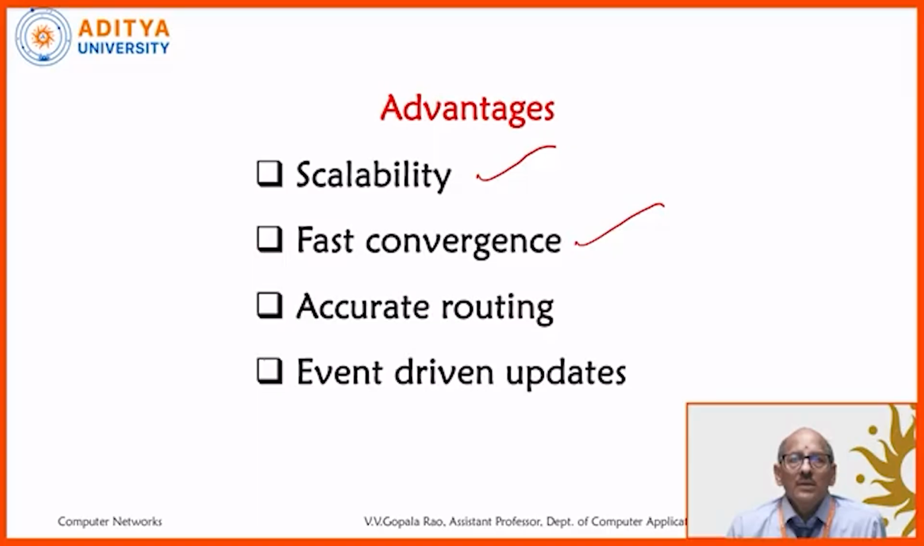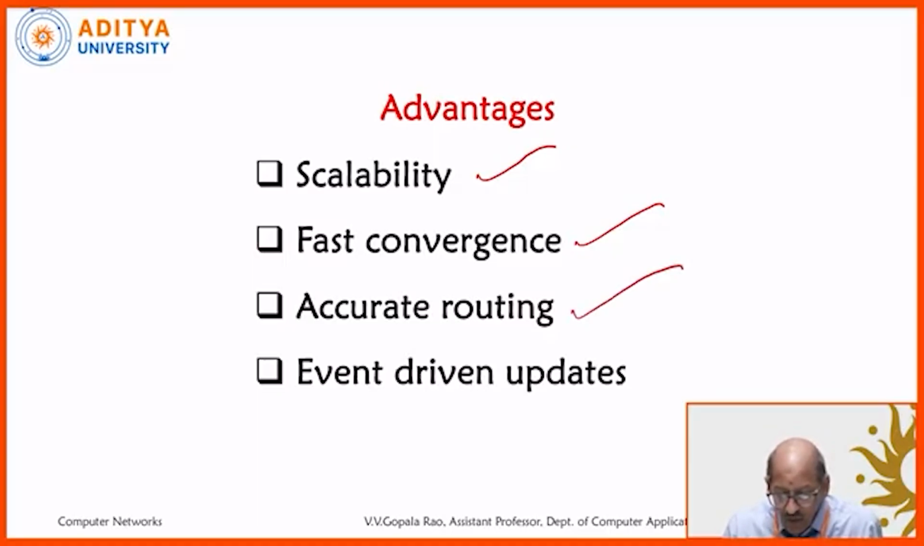And accurate routing. I already told you optimal means the best. So accurate routing is nothing but being able to identify the optimal path. Definitely that path leads to the transaction in an accurate manner. That is the meaning of routing. Accurate routing is possible in the case of the link state routing algorithm.